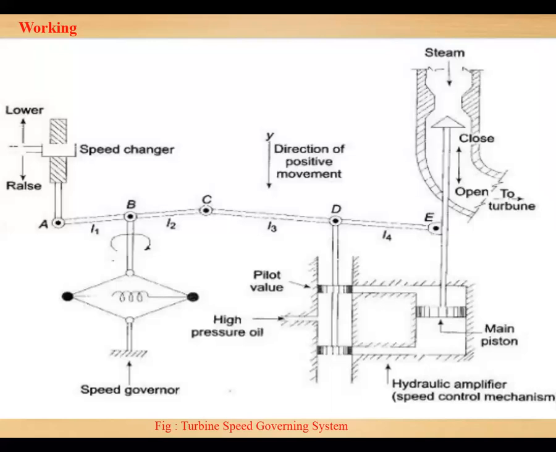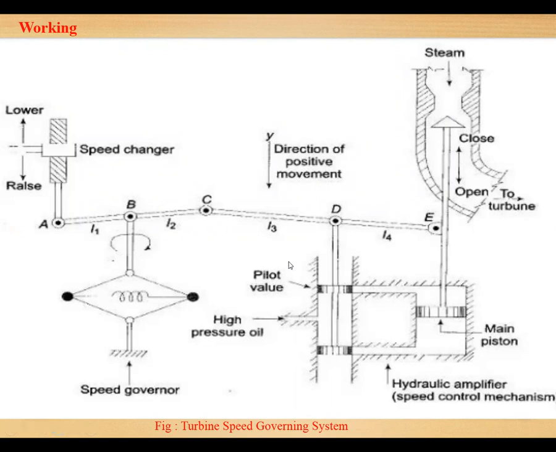This is the whole model of the turbine speed governor system. This is the flyball governor, the speed changer, the hydraulic amplifier, A, B, C, and CD is a linkage mechanism, and this is the steam valve opening and closing to the turbine.